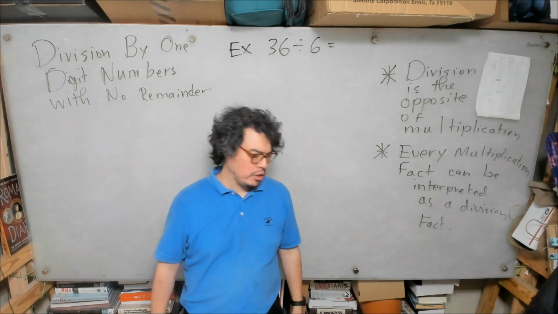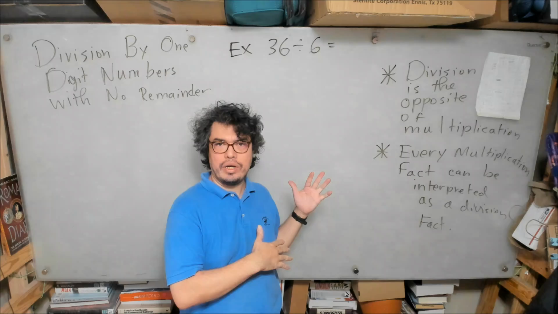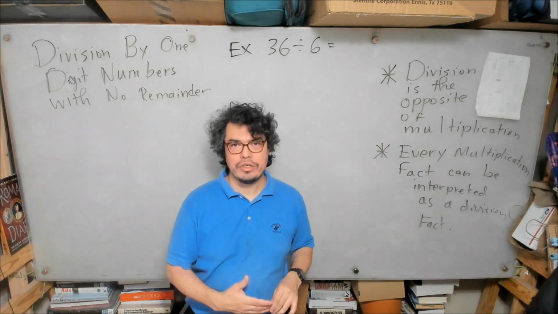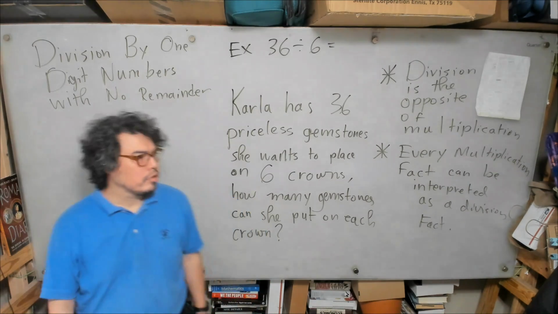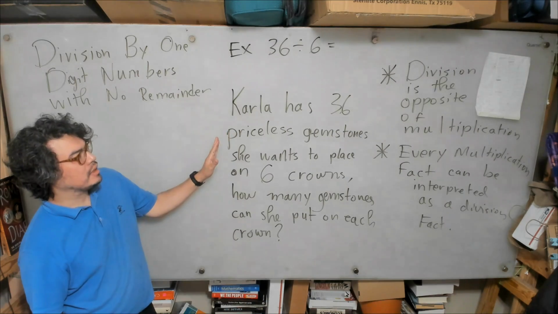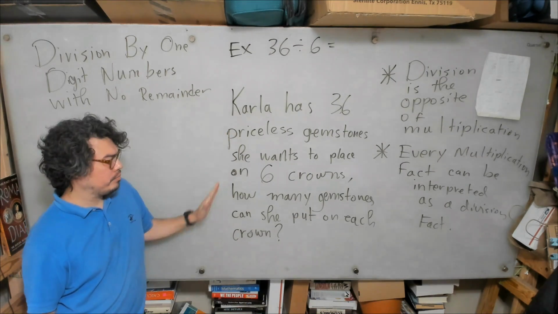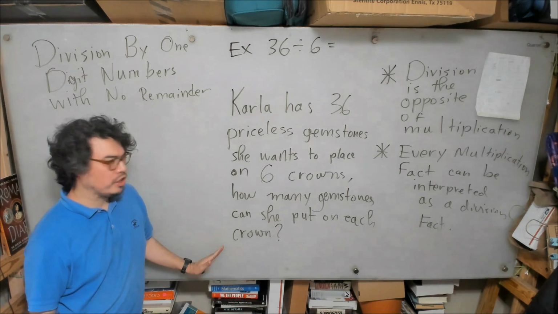Okay? So I want you to pause the video now and think of a scenario. I'm going to write a scenario in a moment, and then we can discuss our scenarios, and then we'll go straight into the division. This is one example I came up with. Carla has 36 priceless gemstones she wants to place on 6 crowns. How many gemstones can she put on each crown?